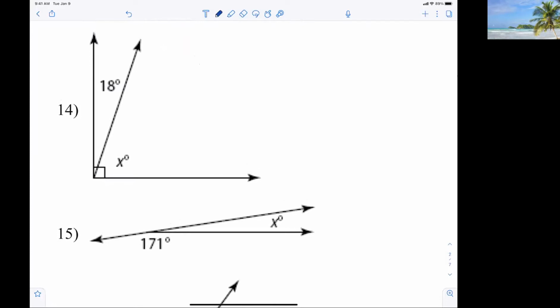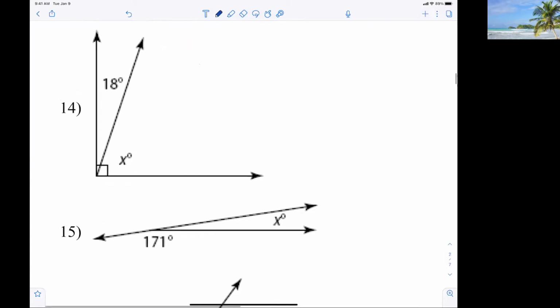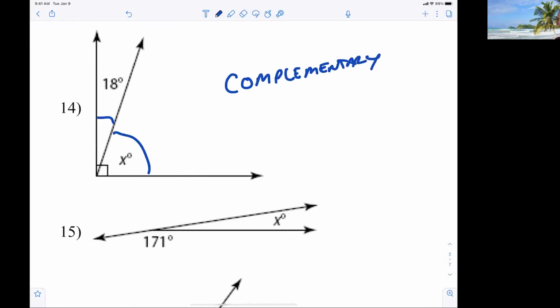Jackson, what are those two angles called in 14? What is this angle called and this angle called? Yeah, they are acute, but there's something else also. Yeah, complementary. All right, complementary. If they are complementary, what is X, Jackson? X equals 72 degrees. Okay, Jolie, good for you, girl.